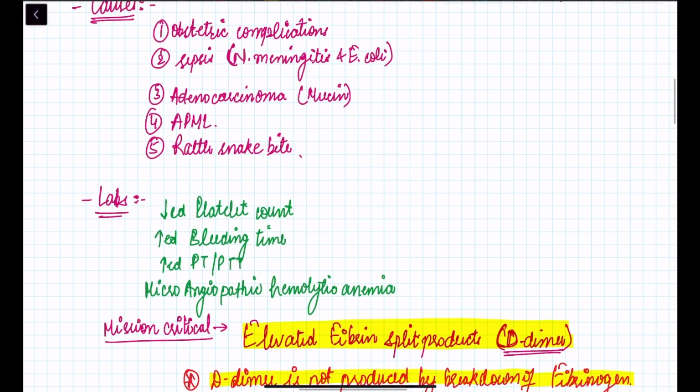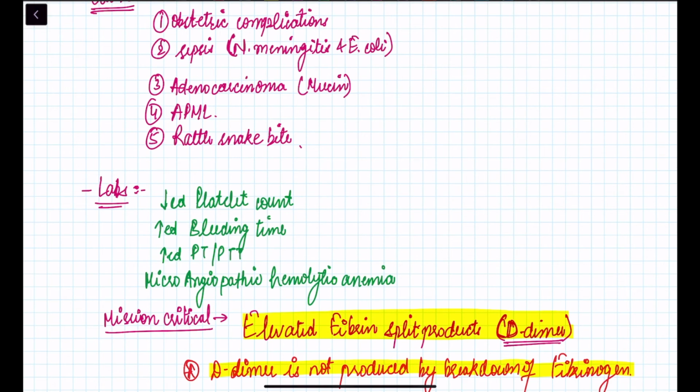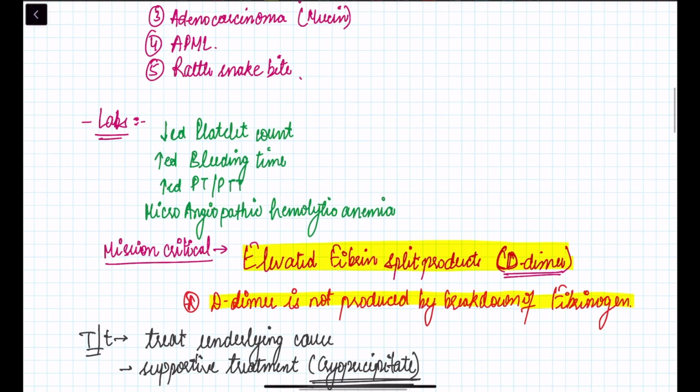In the laboratory, you'll see a decreased platelet count because platelets are being consumed, increased bleeding time because of the decreased platelet count, increased PT or PTT because of increased consumption of coagulation factors and widespread microthrombi, and there will be a presentation of microangiopathic hemolytic anemia.